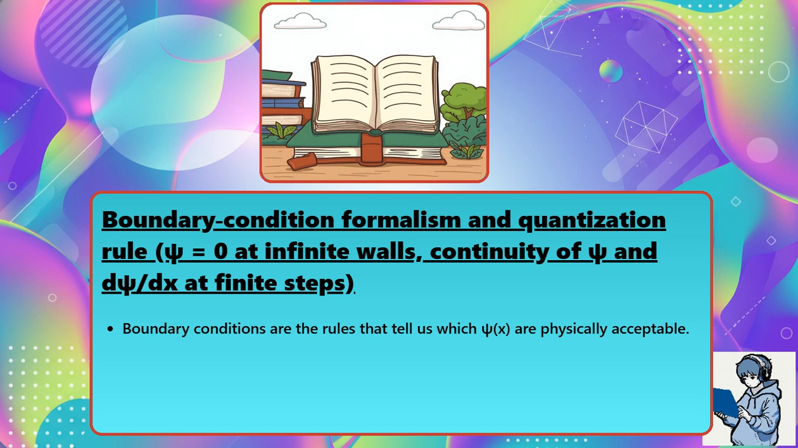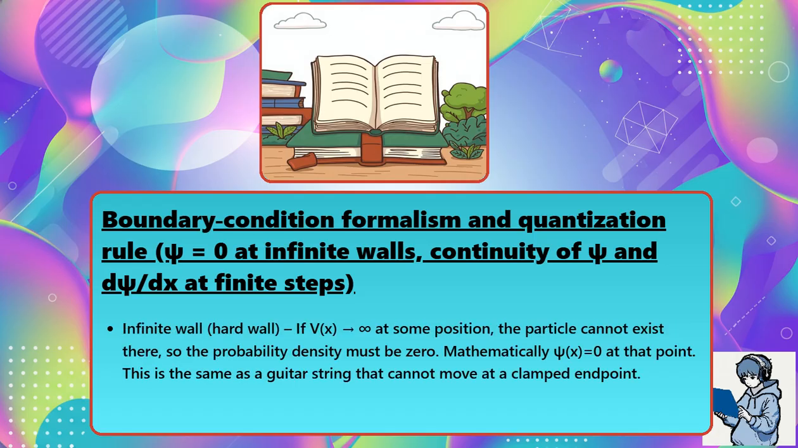Boundary conditions are the rules that tell us which ψ(x) are physically acceptable. The key ideas are: infinite wall, hard wall. If V(x) approaches infinity at some position, the particle cannot exist there, so the probability density must be zero. Mathematically, ψ(x) equals 0 at that point. This is the same as a guitar string that cannot move at a clamped endpoint.